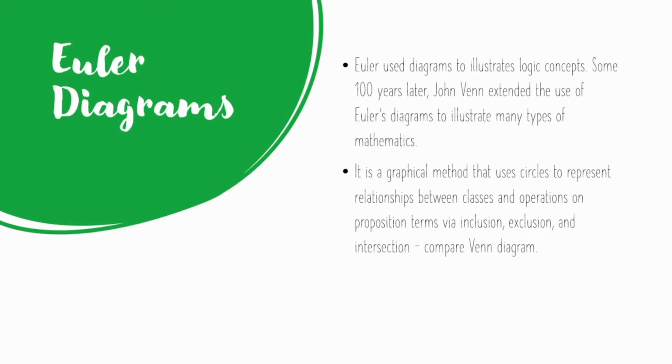Euler diagrams. Euler used diagrams to illustrate logic concepts. Some 100 years later, John Venn extended the use of Euler's diagrams to illustrate many types of mathematics. It is a graphical method that uses circles to represent relationships between classes and operations on proposition terms via inclusion, exclusion, and intersection. Compare Venn diagram.